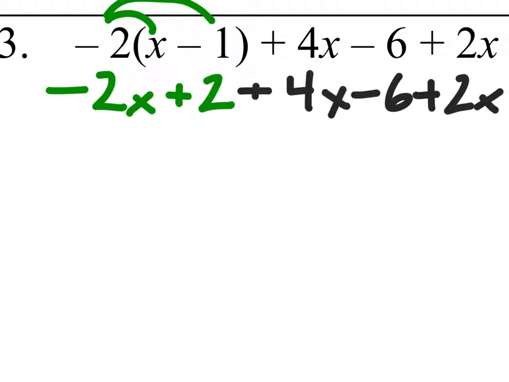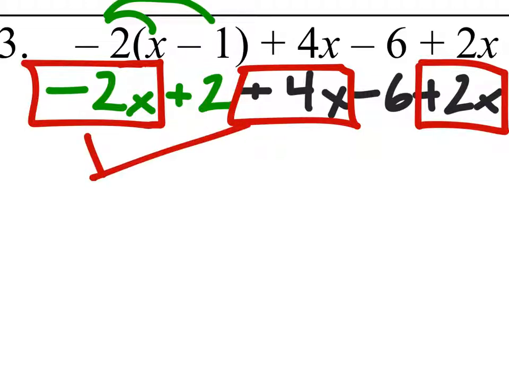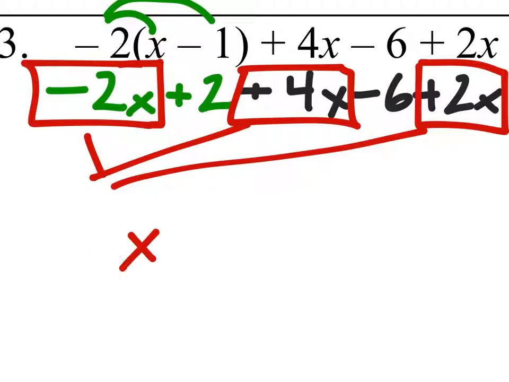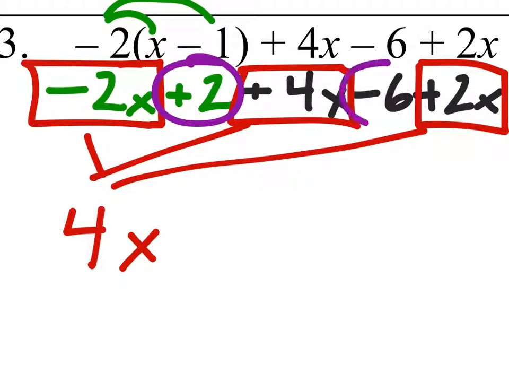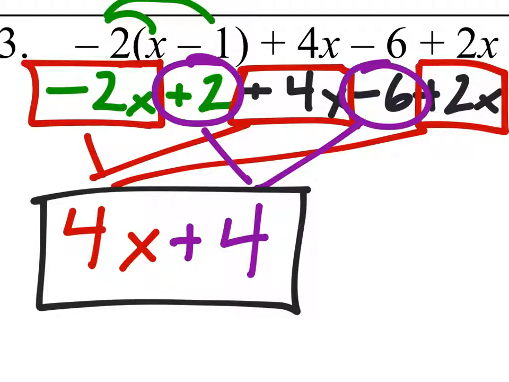Well, from here, let's look to combine our like terms. Here's my negative 2x, my positive 4x, and then my positive 2x. If I combine all of these, and you could use a calculator to figure out how many x's you have, you should have 4 of these x. Now, I've got this positive 2 and this negative 6, which when I combine gives me a 4, which is positive. Done. That is it.